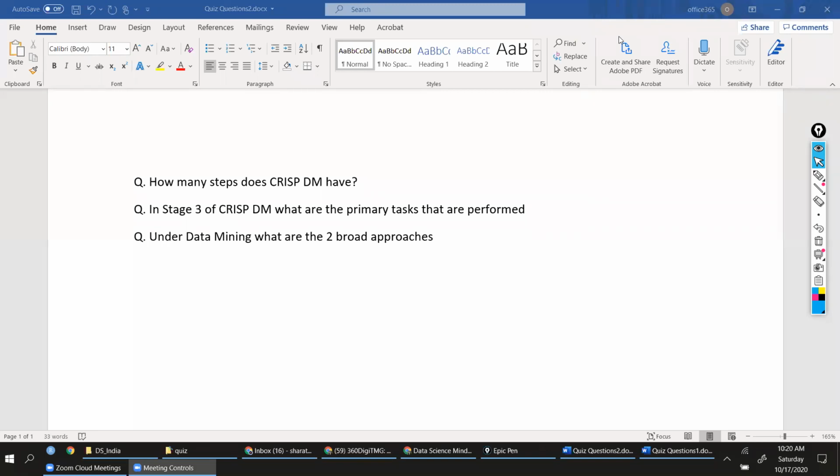The 2 broad approaches are supervised and unsupervised learning. There are other approaches also, transfer learning, reinforcement learning, semi-supervised learning, but broadly under data mining, we have 2 techniques, supervised technique and unsupervised technique. Why is supervised learning called as supervised?